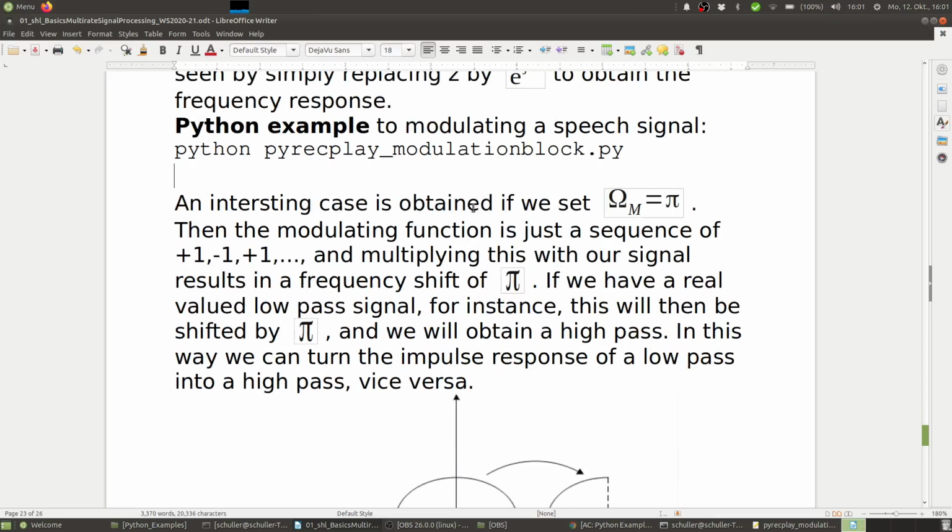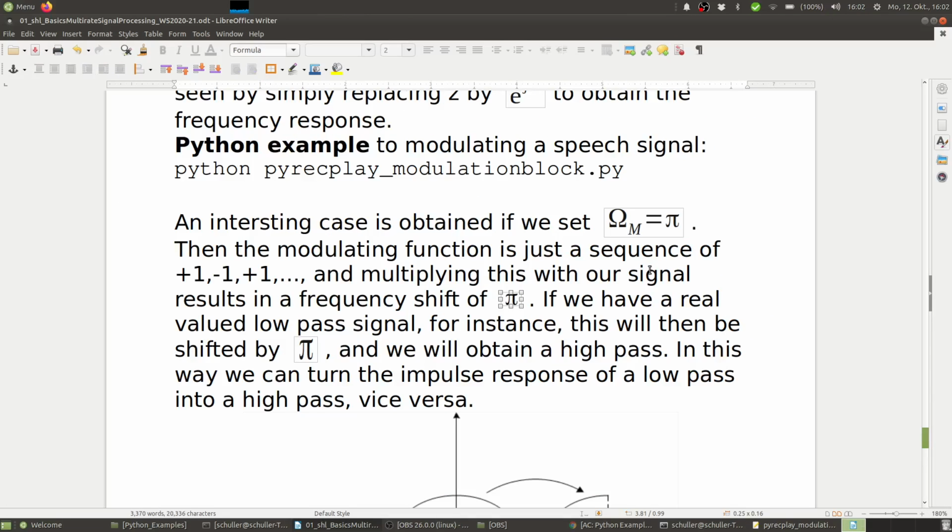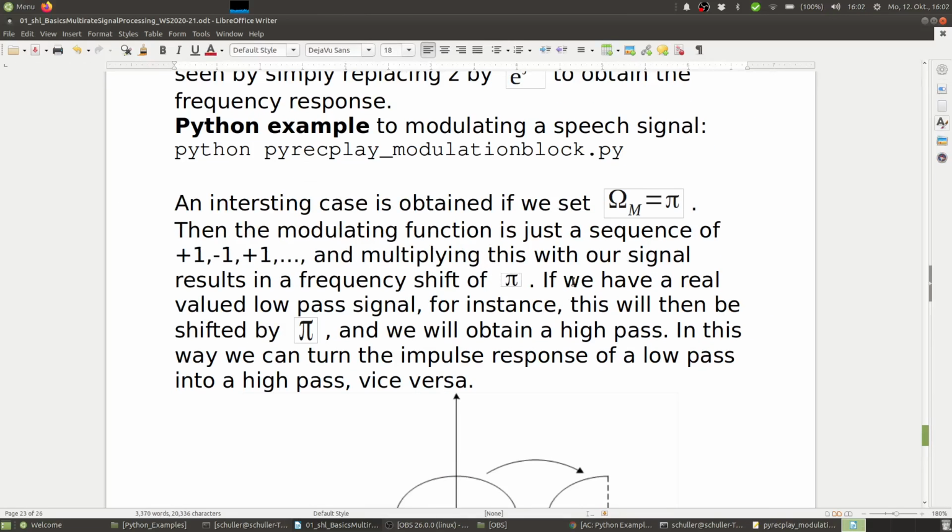Yeah, an interesting case is also obtained if we set omega m, this modulation frequency, to pi, right? Very high, the Nyquist frequency. And then the modulating function is just a sequence of plus minus ones, and multiplying this with our signal results in a frequency shift of pi, right? If we have a real valued low pass signal, for instance, this will then be shifted by pi, and we will obtain a high pass. So this looks funny.